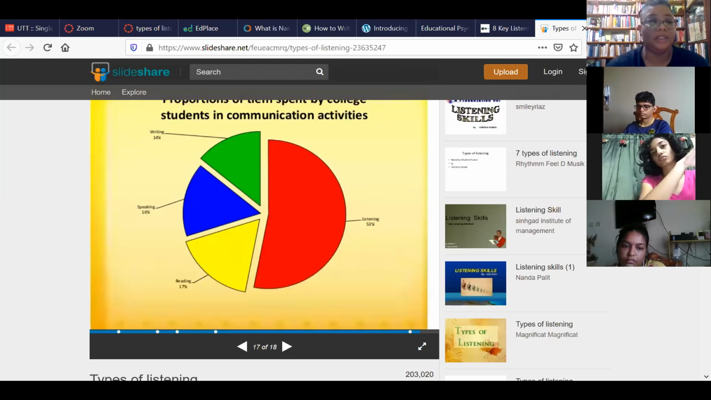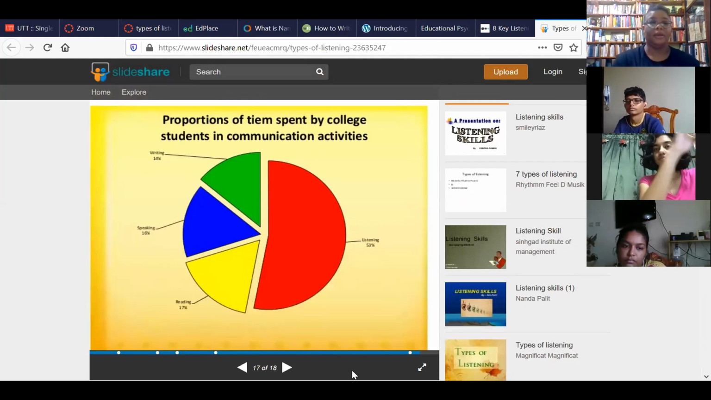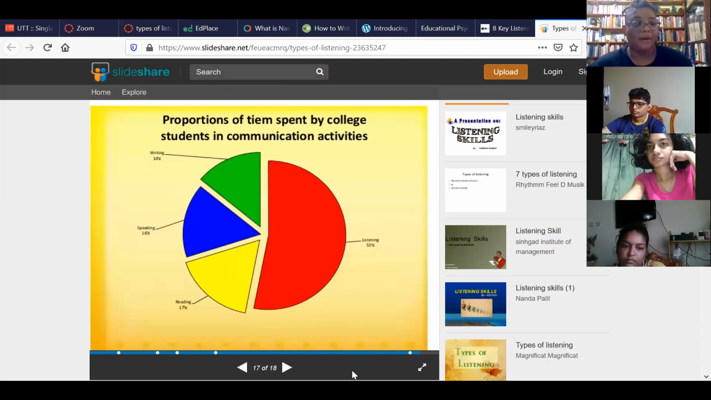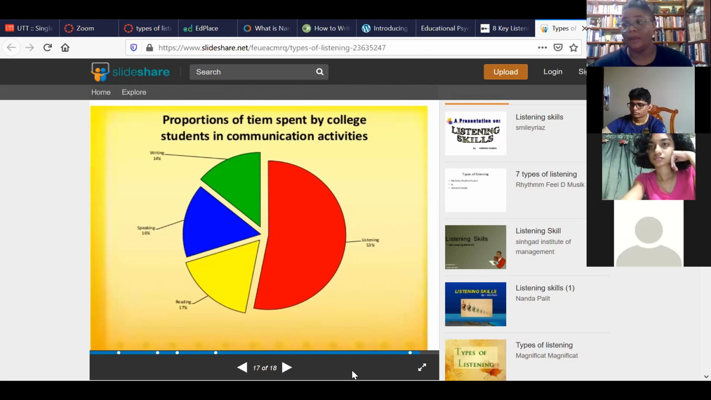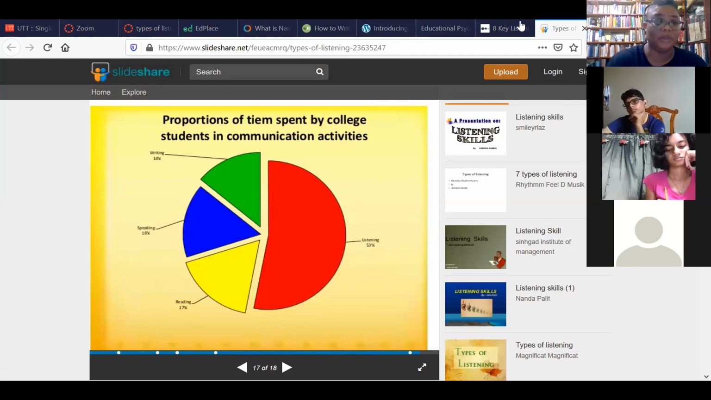So this is a handy chart. The majority of the time you are listening, and then equal parts reading, speaking, and writing. So not just in class, but out of class, the majority of your communication might be listening. We're not always in an active conversation with somebody else. We are listening to get information, to make assessments, and so on and so on.